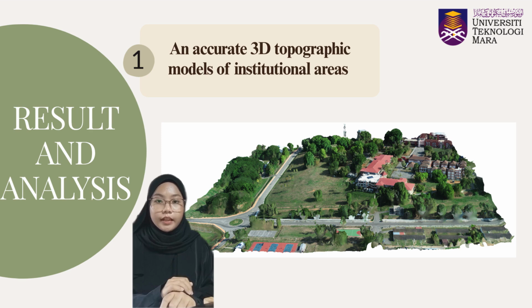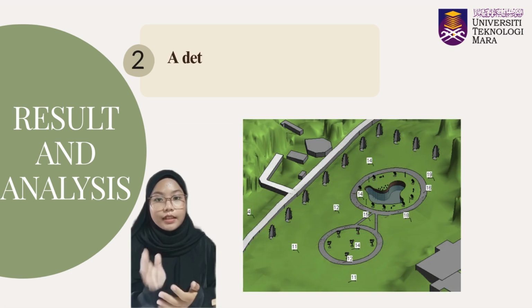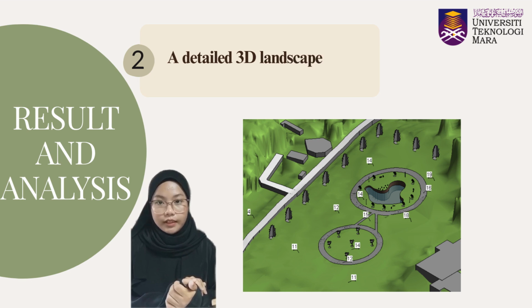The first result is an accurate 3D topographic model of the institutional area using UAV photogrammetry data. These accurate topographic models help to design the landscape plan. Next, the second result is a detailed 2D landscape model. The elevations range from 4 meters to 19 meters.